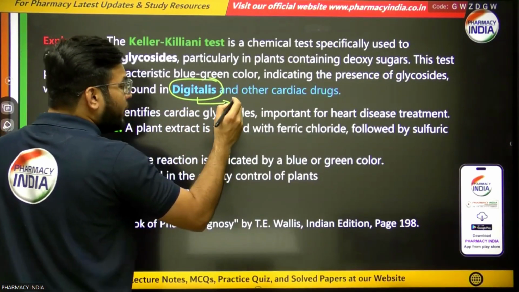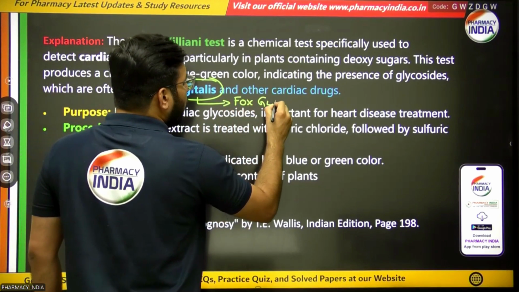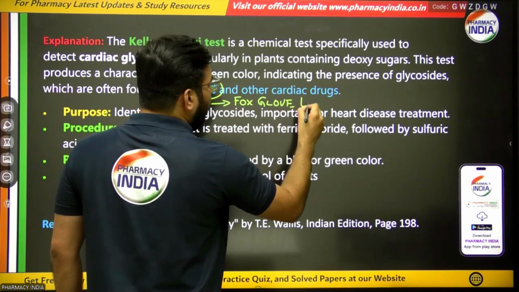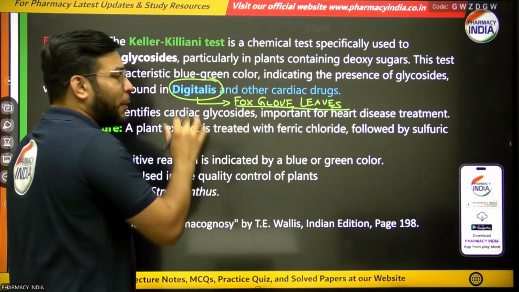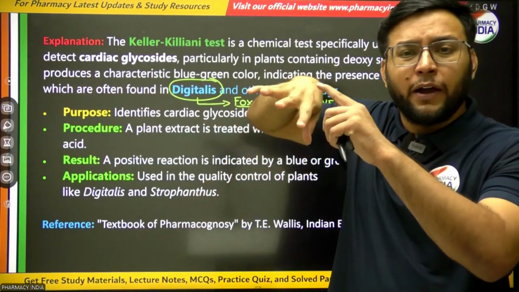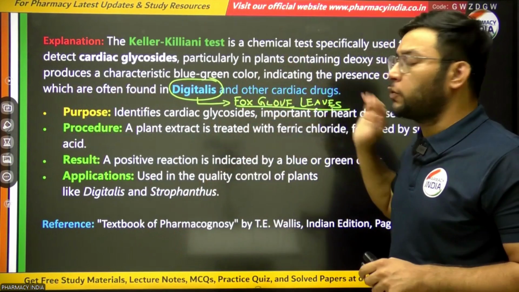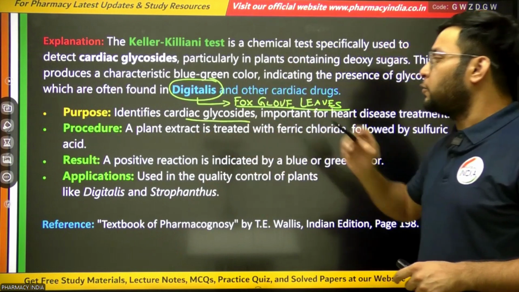Its synonym is foxglove leaf. Yes, foxglove leaf, because the plant resembles fox fingers. So that's why it is foxglove leaf. And the purpose is that it identifies the cardiac glycoside.